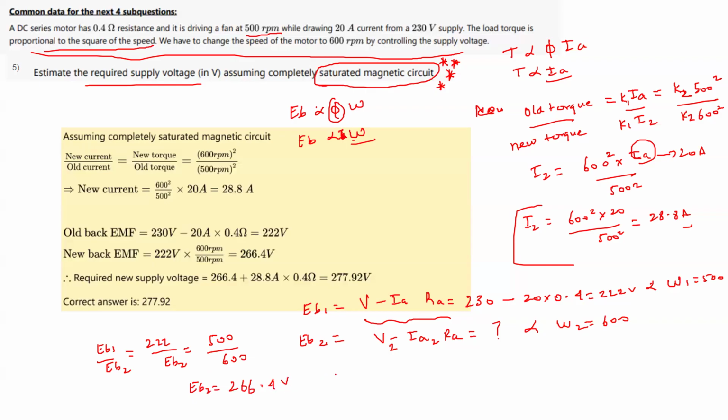Now once we know EB2, we can calculate the V2 required. So V2 will be EB2 plus Ia2 Ra. EB2 we have found out from here. This is 266.4 plus I2 is 28.8 into Ra is 0.4. If you do this, you will get the value of V2, the supply voltage required when the magnetic circuit is saturated.